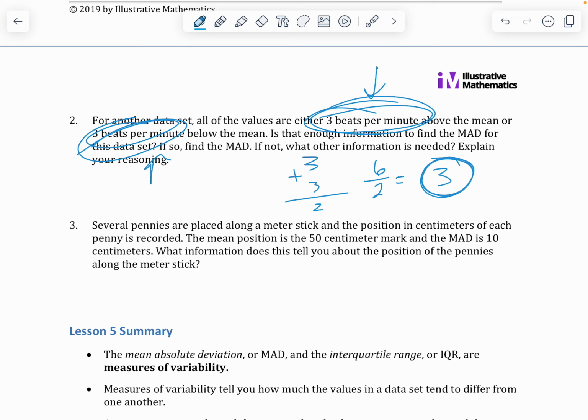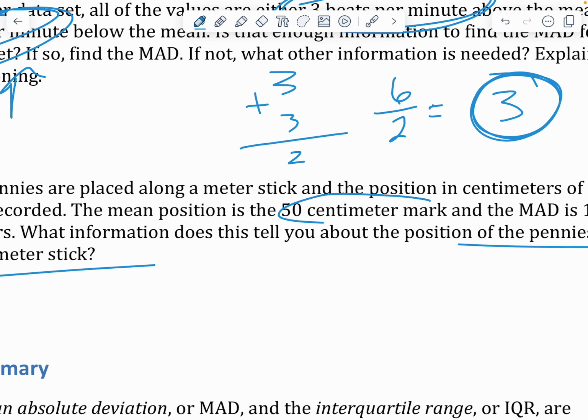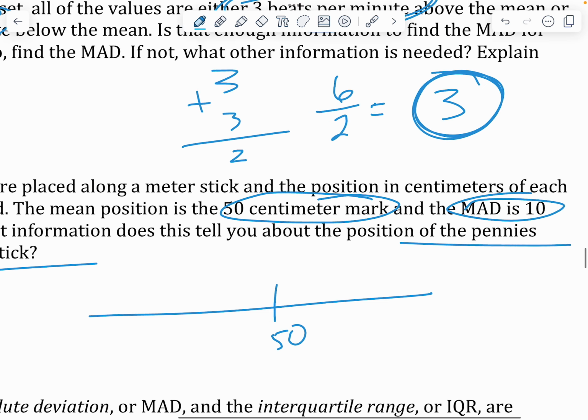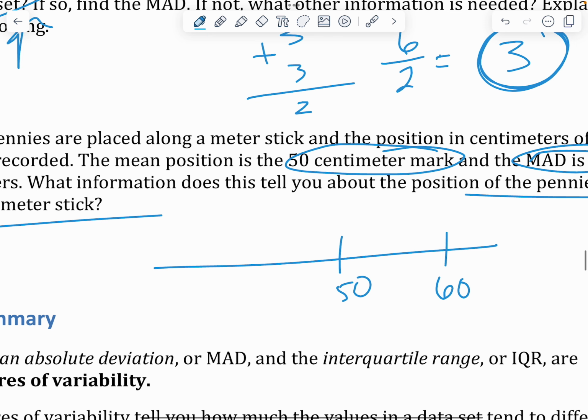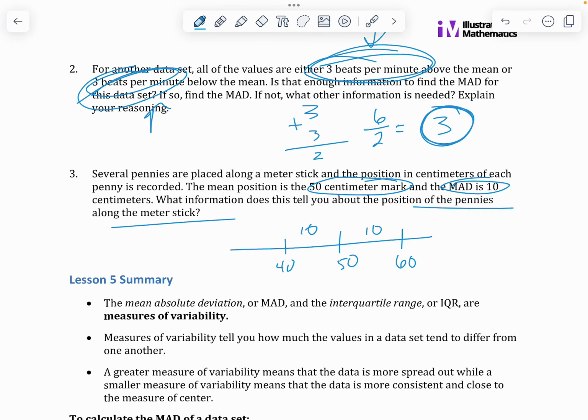Several pennies are placed along a meter stick, and the position in centimeters of each penny is recorded. The mean position is the 50 centimeter mark, and the MAD is 10 centimeters. What information does this tell you about the position of the pennies along the meter stick? Well, since the mean is at 50, and the MAD is 10, that tells me that those pennies are going to go between 60 and 40. They're going to be 10 on either side. That's what that tells you.